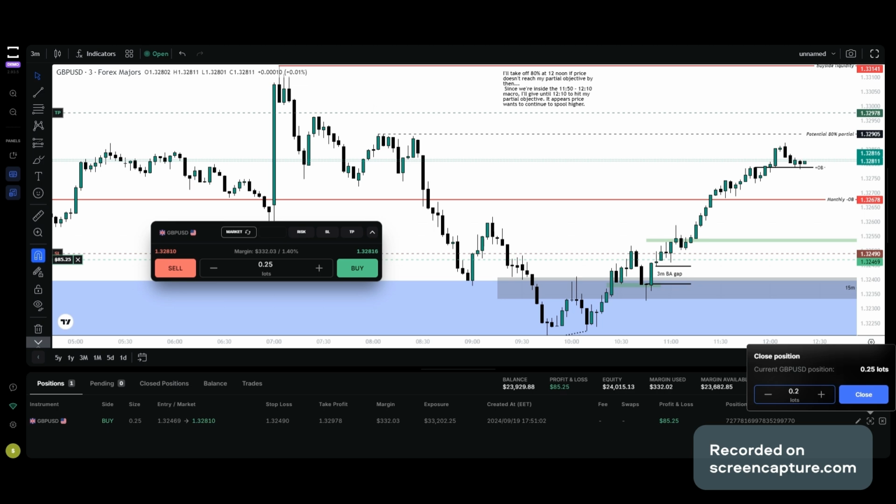Yeah, price action is getting very, very slow right here. I mean, but this is typical of the lunch hour from 12 o'clock to 1 o'clock. It's like watching paint dry.